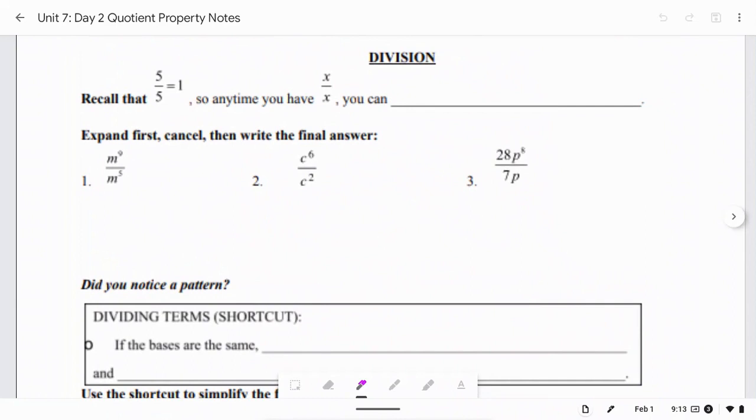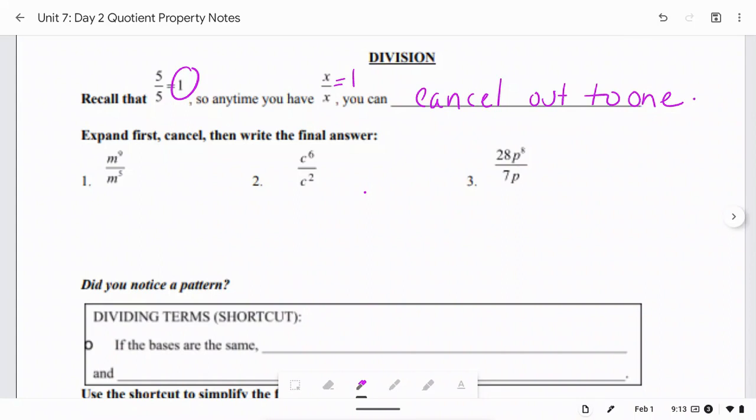So for division, remember that anytime you divide a number by itself, it's always equal to 1. So like 5 divided by 5 is 1, 10 divided by 10 is 1, -3 divided by -3 is 1. So x divided by x would also equal 1. So anytime you have something divided by itself, you can just cancel it out to 1. And remember, you don't have to write ones in your final answer.